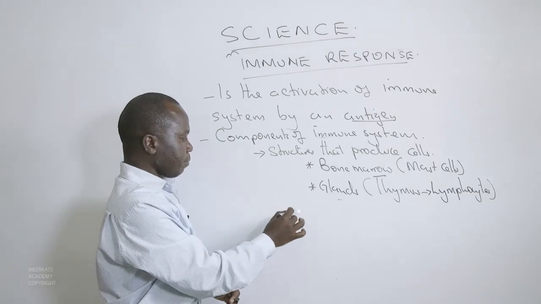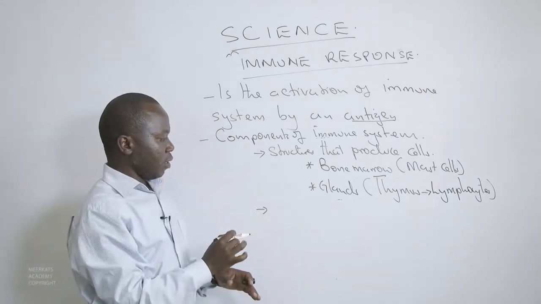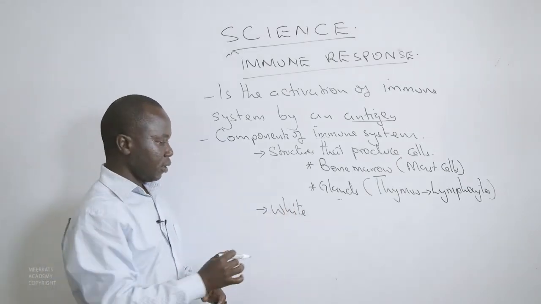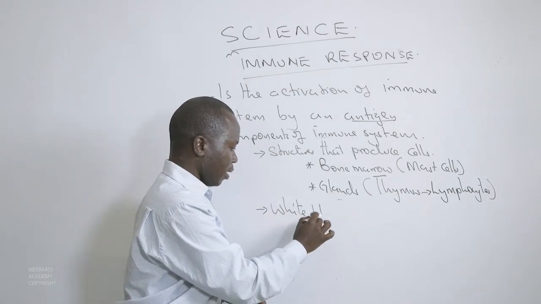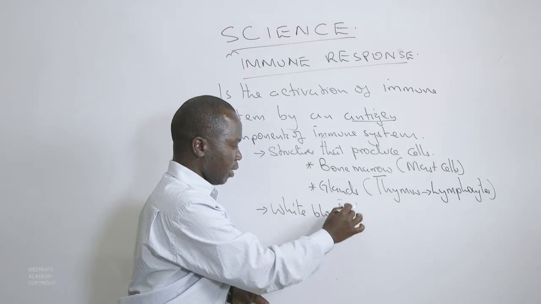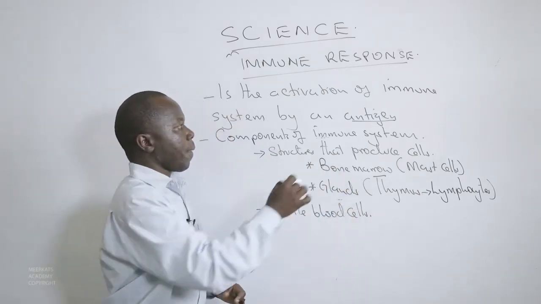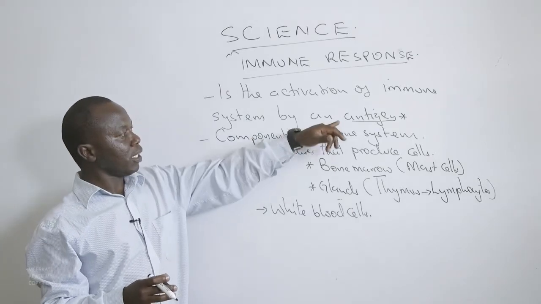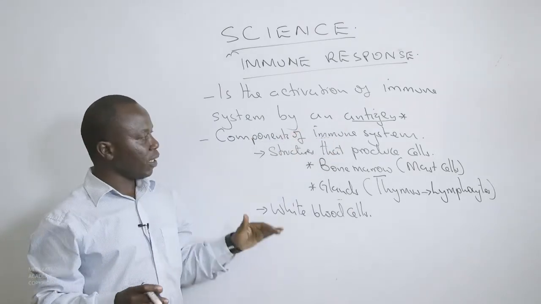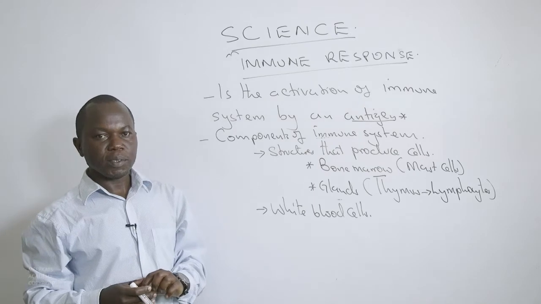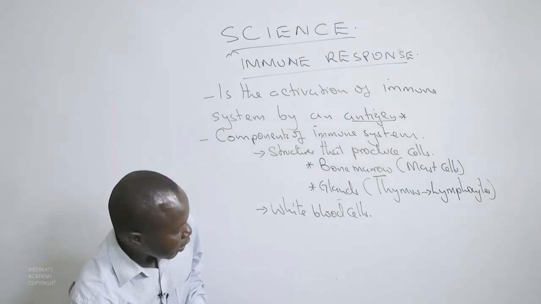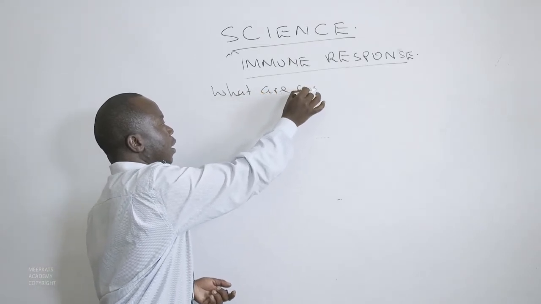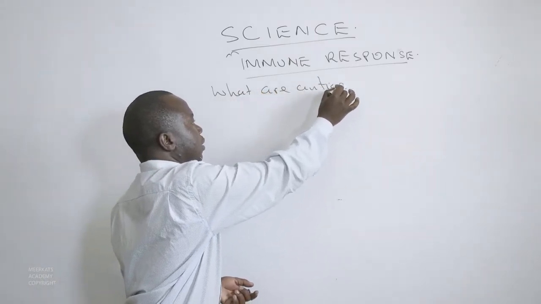And then now the very senior ones, the white blood cells. But now we have to go back to antigens. What are these antigens? Then we shall find out how immune response happens. Antigens. What are antigens?